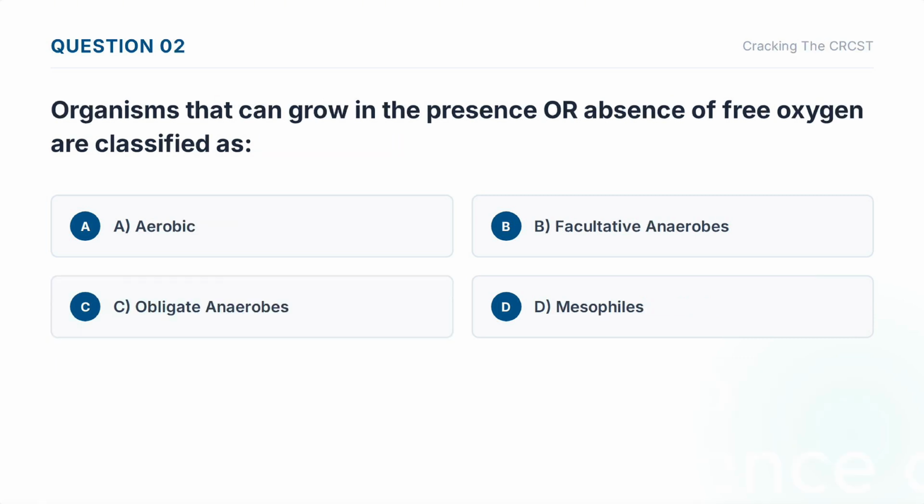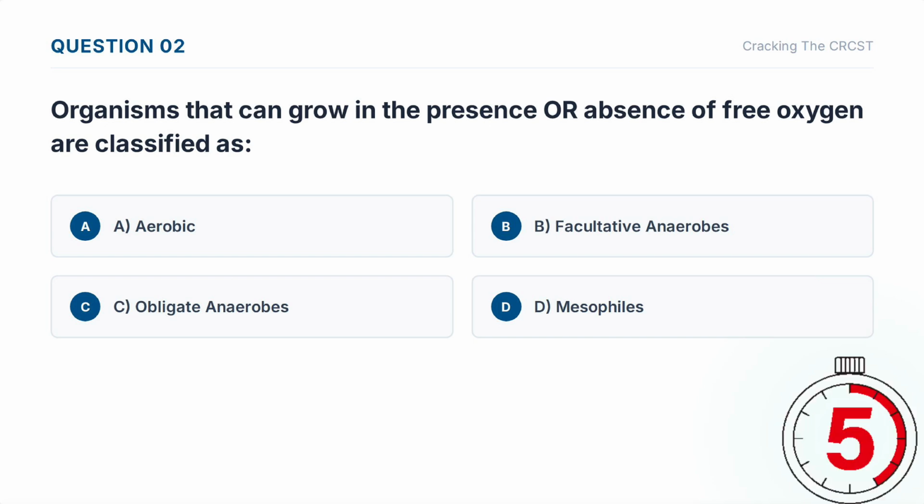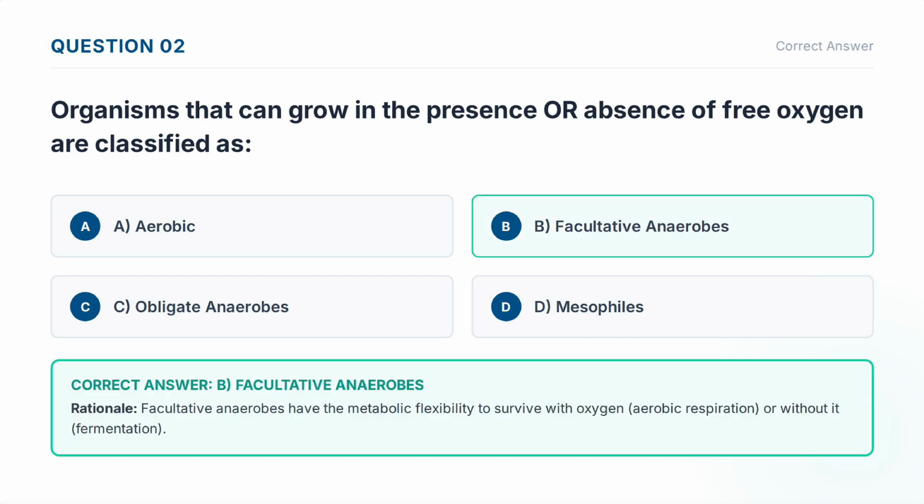Question 2. Organisms that can grow in the presence or absence of free oxygen are classified as A. Aerobic, B. Facultative anaerobes, C. Obligate anaerobes, D. Mesophiles. Correct answer. B. Facultative anaerobes. Rationale. Facultative anaerobes have the metabolic flexibility to survive with oxygen, aerobic respiration, or without it, fermentation.